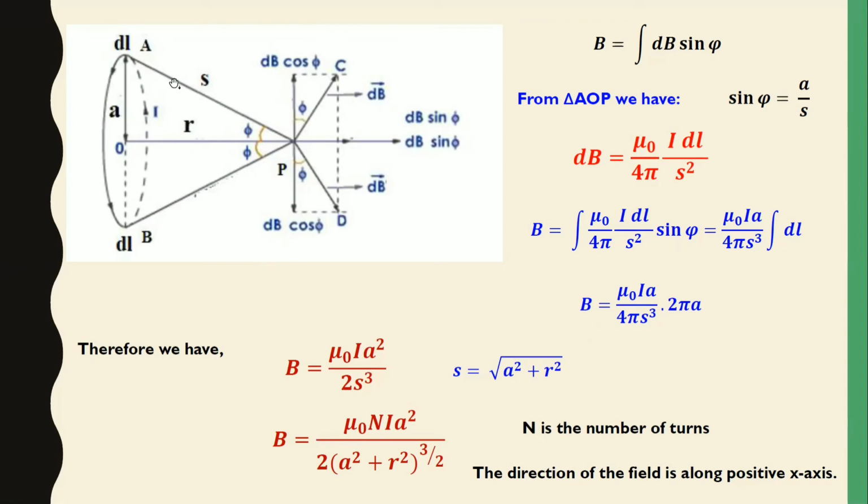Putting all these values here, we have B. If we have N number of turns, here one turn is shown, if we have N number of turns in this loop, we shall have mu 0 N I a square by 2 into a square plus r square to the power 3 by 2. And the direction of the magnetic field will be along the positive x-axis, along this direction. So this is the value of the magnetic field, and it will be directed along OP. So this is the value of magnetic field due to a circular current loop at an axial point.